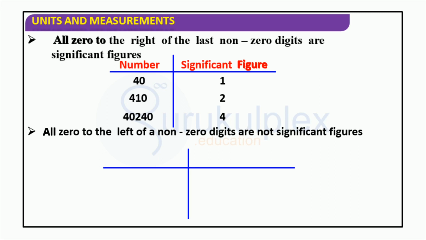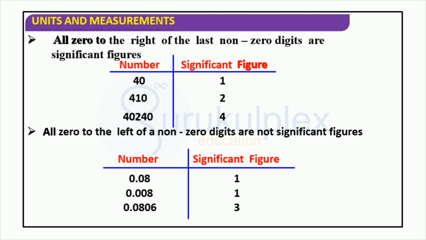Though, all zeros to the left of a non-zero digit are not considered as significant figures. For instance, the number 0.08 has one significant figure, the number 0.008 has one significant figure, and the number 0.0806 has 3 significant figures.